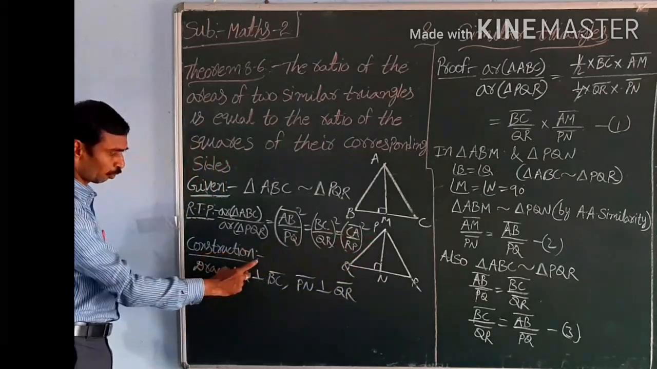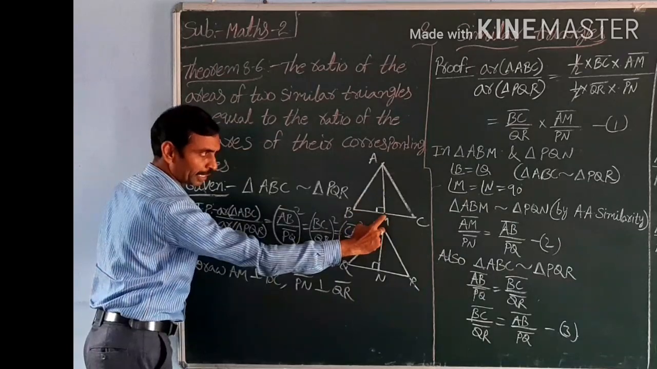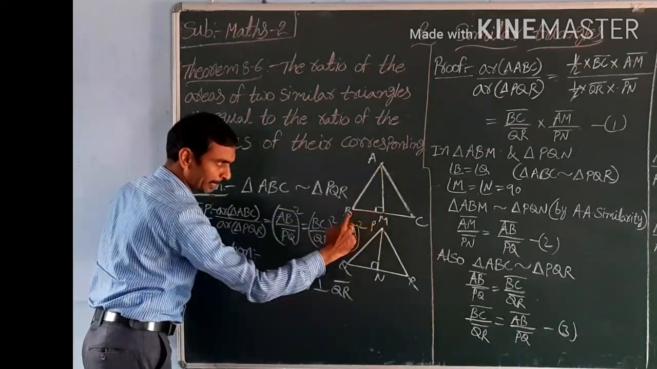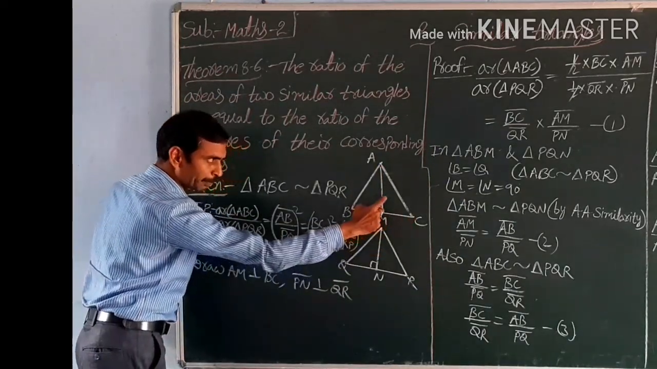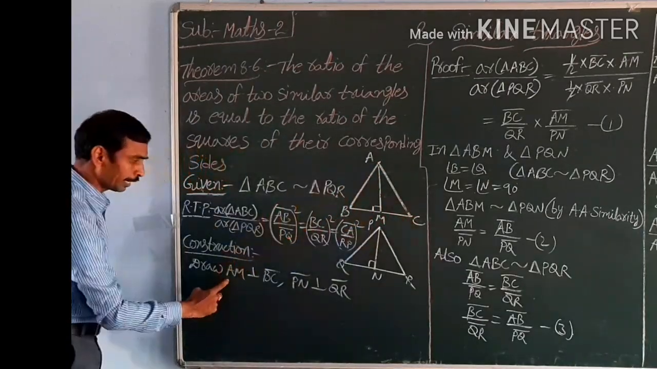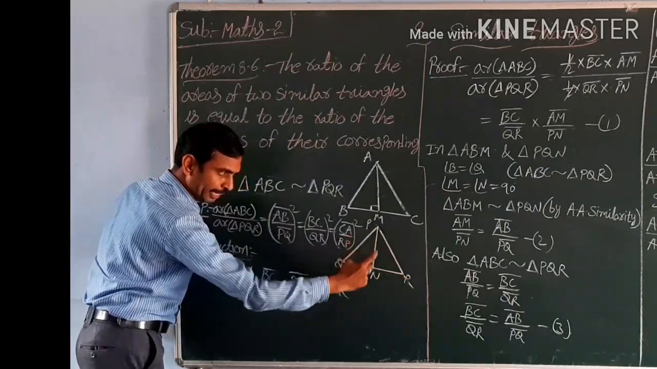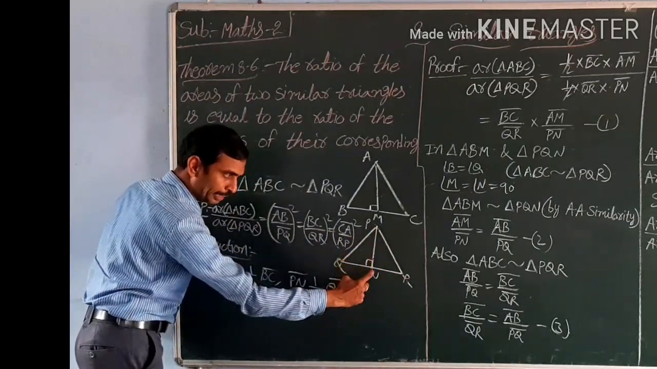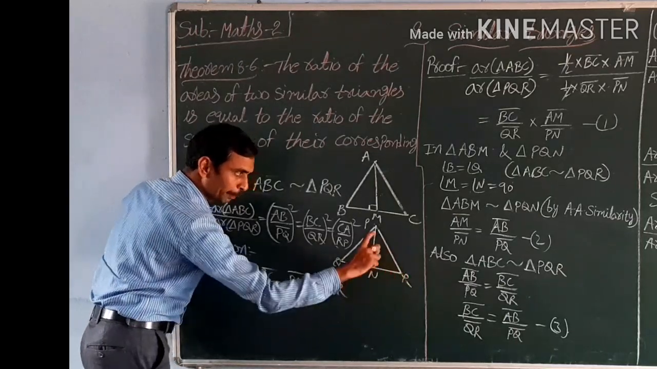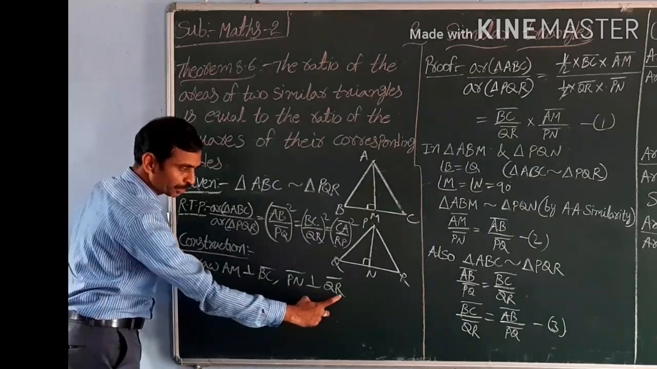Okay, now construction. What are we doing in the construction? Here from A we draw one perpendicular AM. AM is perpendicular to BC. Here AM is called the altitude of triangle ABC. Next, in the second triangle PQR, from P we draw one perpendicular PN. PN is perpendicular to QR. PN is called the altitude.